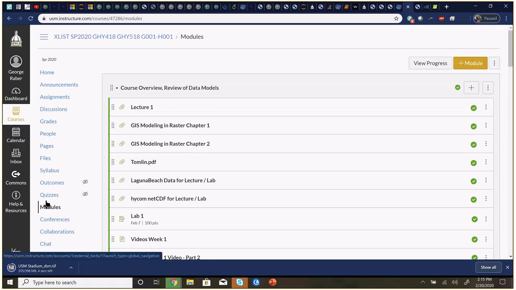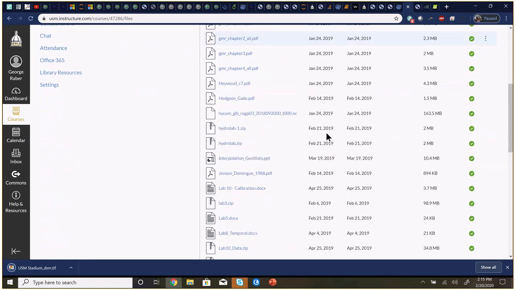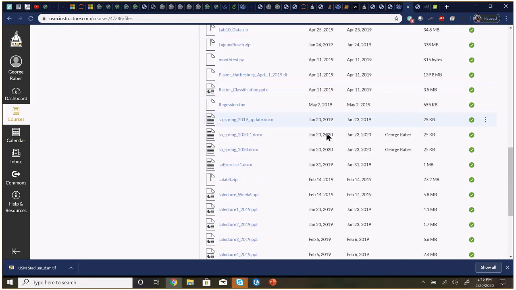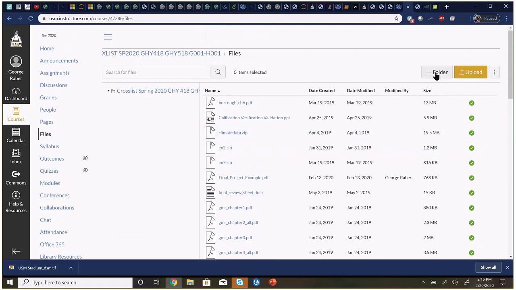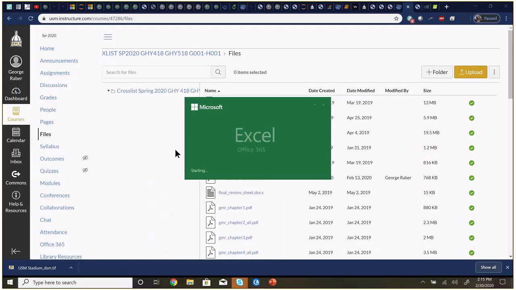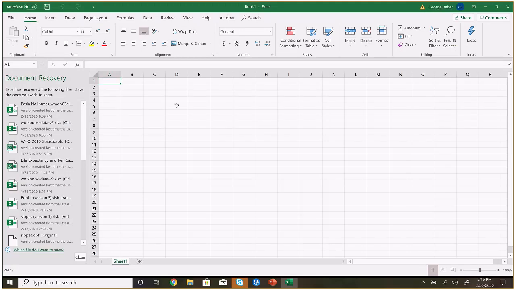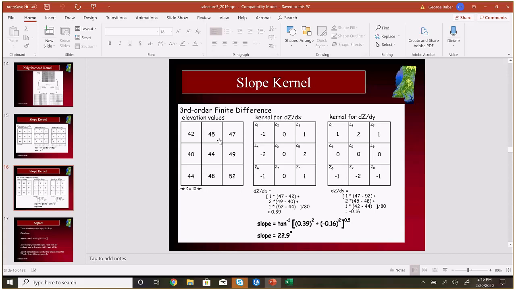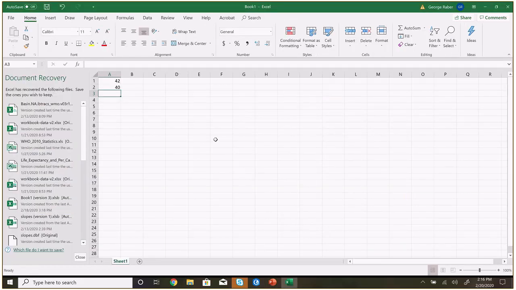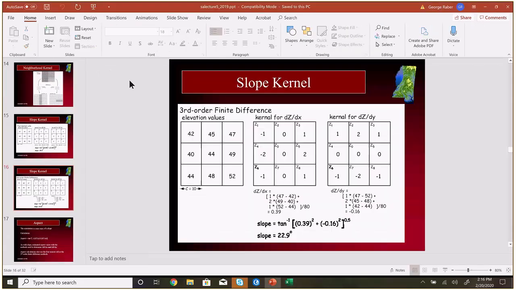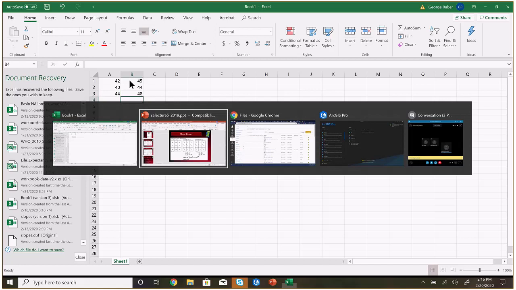One time, I worked out an example. Let's see if I have that. I mean, it actually wouldn't be that hard to put this in, right? So 42, 40. Yeah, it's going to take a little while, isn't it? 45, 44, 8.